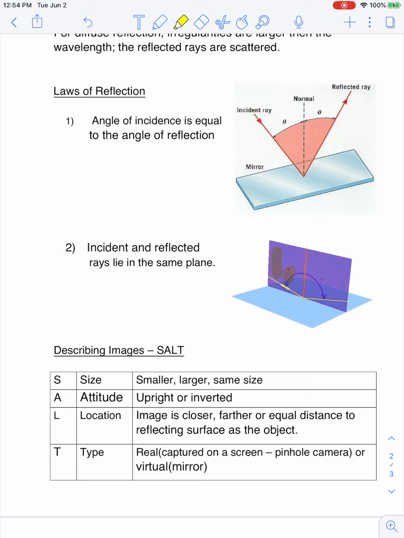So before we move on, we are going to figure out the size, attitude, location, and type when reflecting in a regular plain flat mirror. And since we don't have a lab to do this, I just want you to go and stand in front of your bathroom mirror right now. Okay, and we'll just go through this.